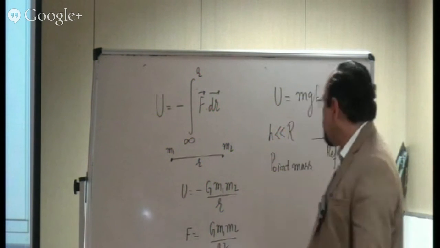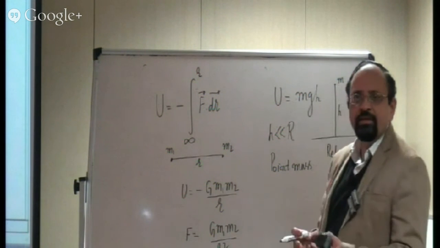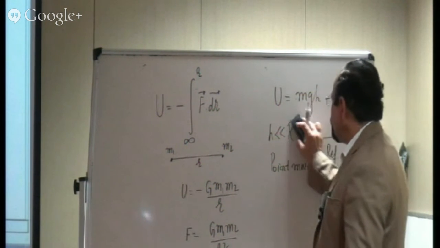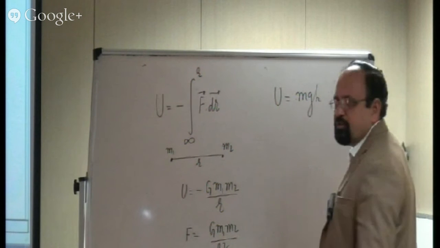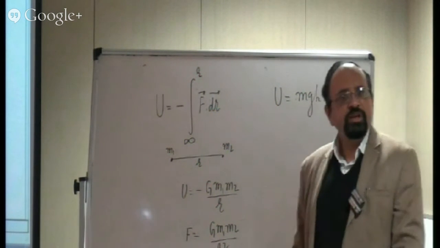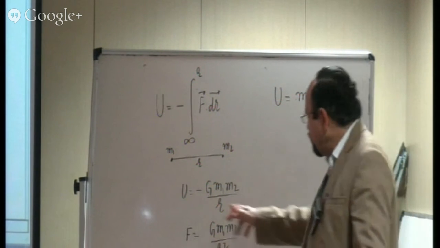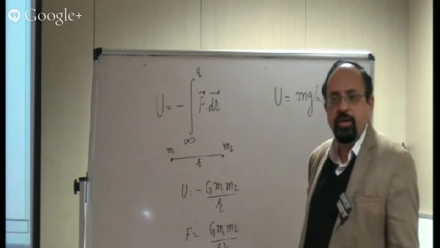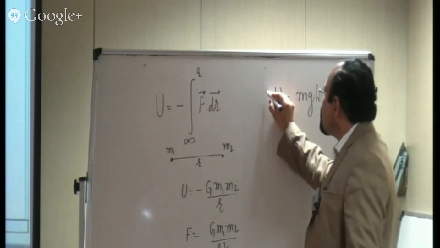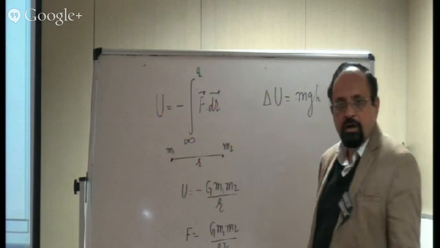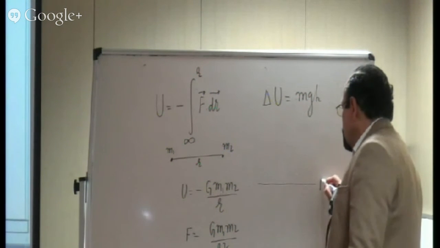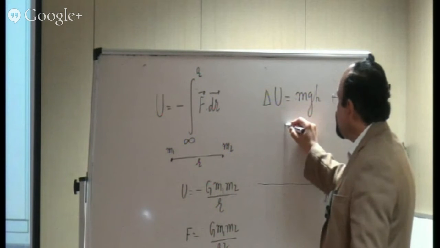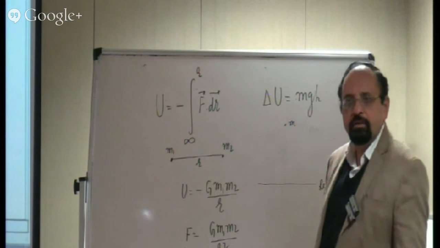You may argue, sir, why are we not using a negative sign here then? This is the formula we are using almost from 6th class onward, potential energy mgh. We are not using the negative sign here. Why are you saying that we should use the negative sign? In fact, this is not the potential energy. This is the difference of the potential energy between the reference position and the position where you kept your particle.